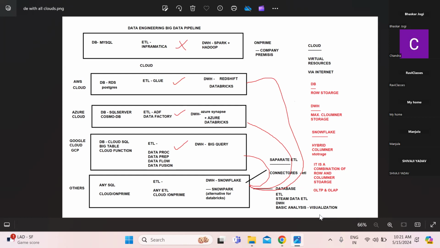From there, the husband will go, take it into a plate and eat it. That means the data analyst will take that food and eat it for creating some analysis. So simply, the data engineering role is the housewife's role, and the data analyst role is the husband's role. Do you got my point?